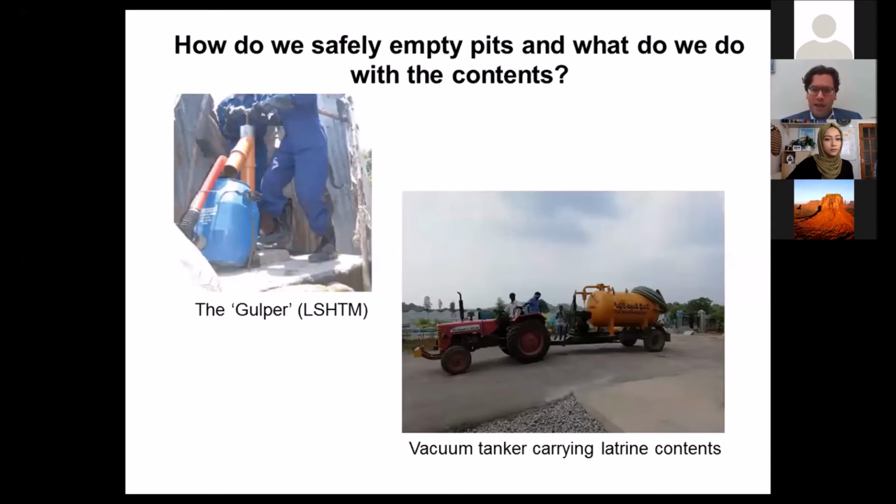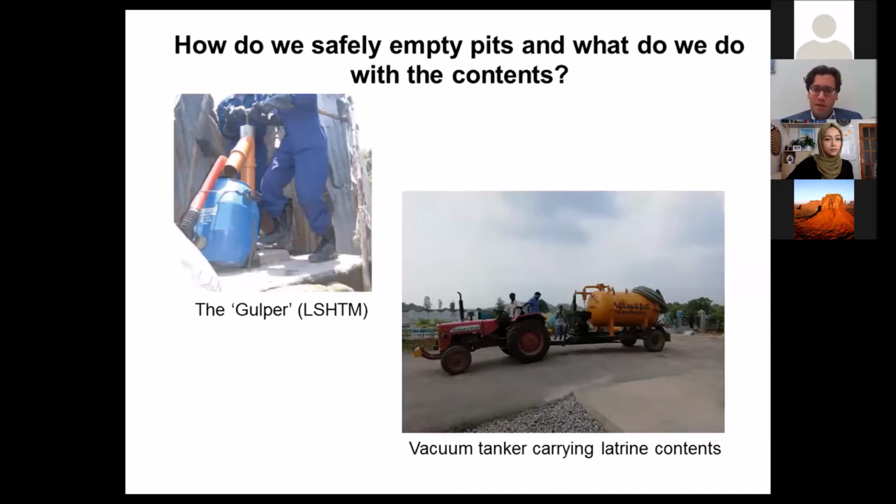So in the bottom right there, that would probably be the ideal if you could drive a vacuum tanker in and they could put that down into your latrine to vacuum suction out the contents. But that's not always possible, especially in informal settlements where the space between houses is too small to fit into the community. So a lot of people in the world don't have a sustainable way to empty their latrines.